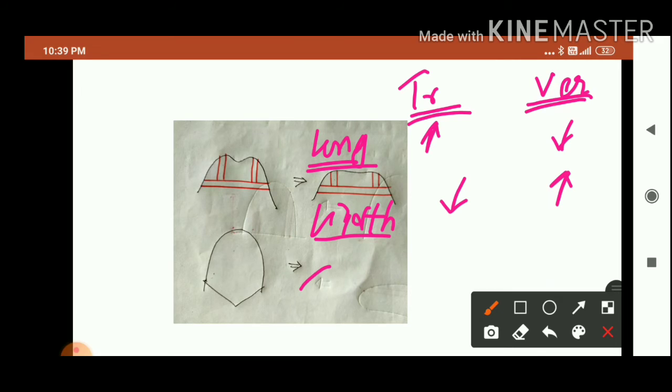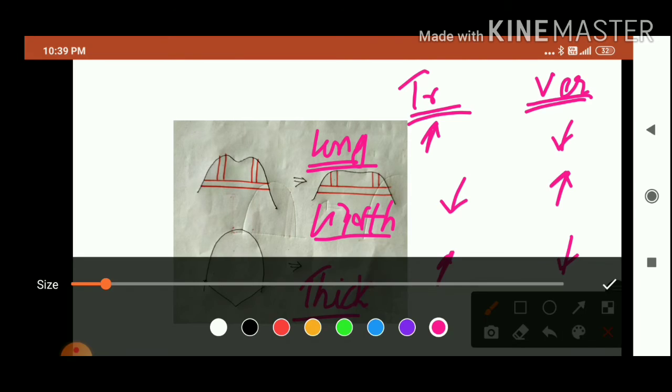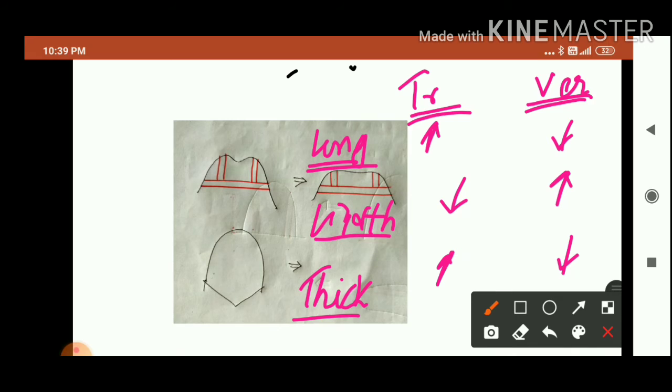What will be the thickness? You see that the transverse muscle will basically increase the thickness. On the other hand, the vertical muscle will decrease the thickness. This is the comparative study.